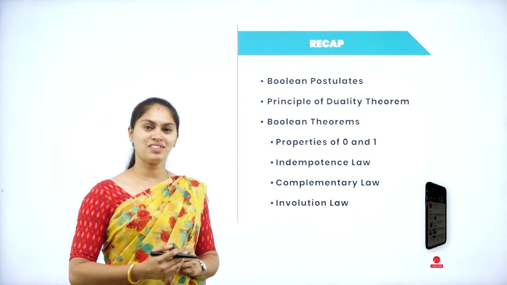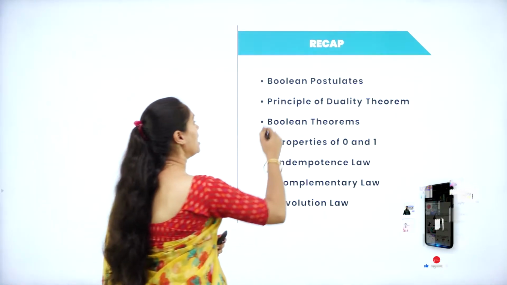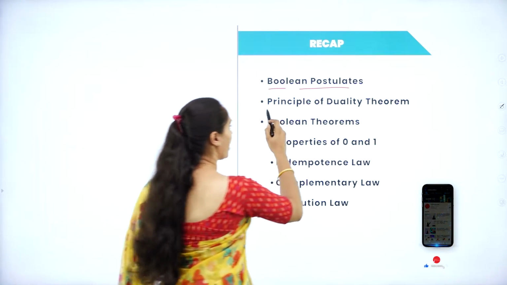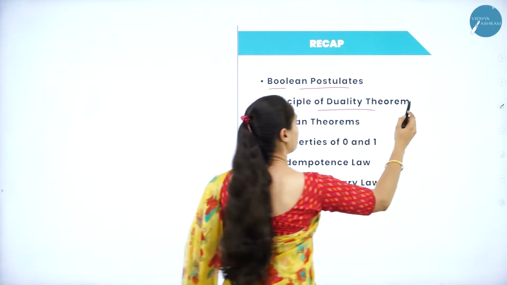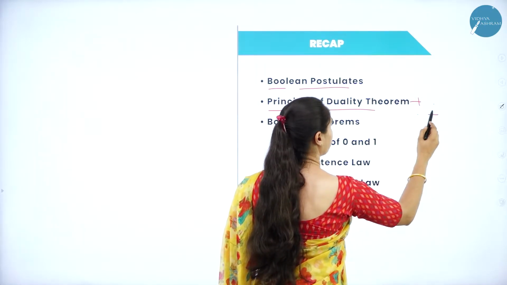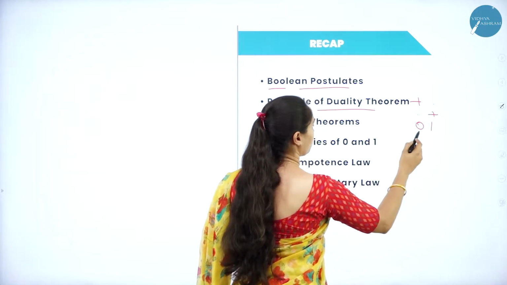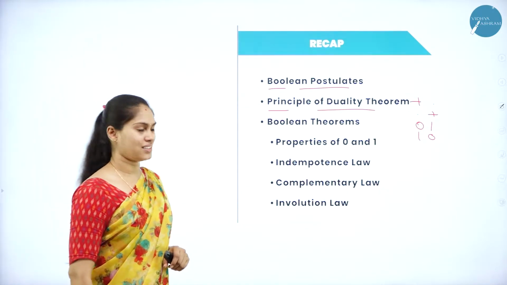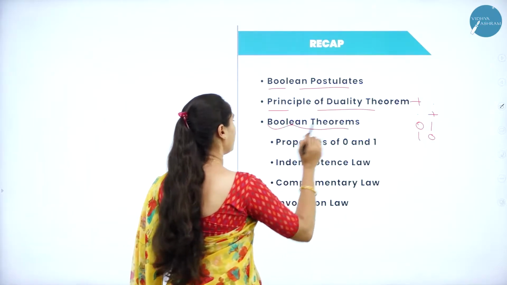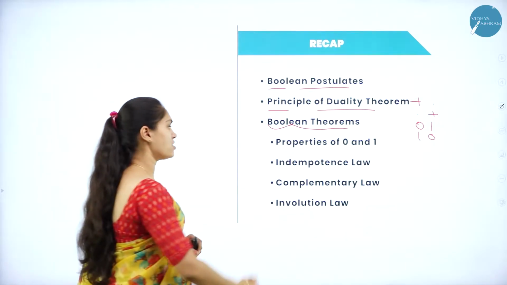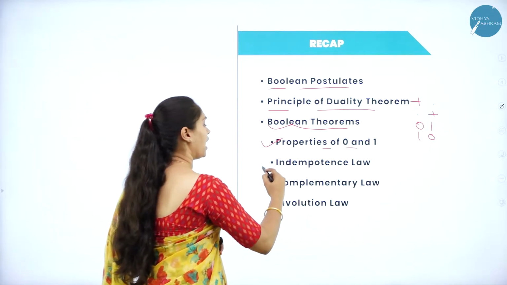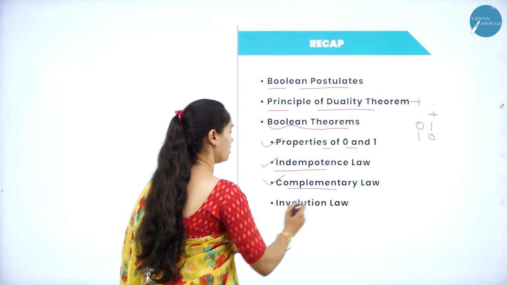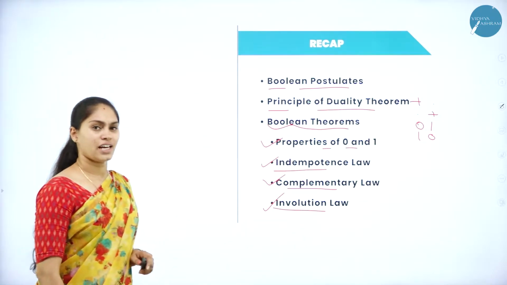In the previous session of this chapter, we discussed Boolean postulates and the principle of duality theorem. Here we convert plus into product and product into plus, 0 into 1 and 1 into 0. That is the principle of duality theorem. We also discussed some Boolean theorems, including properties of 0 and 1, the idempotence law, the complementary law, and the involution law.